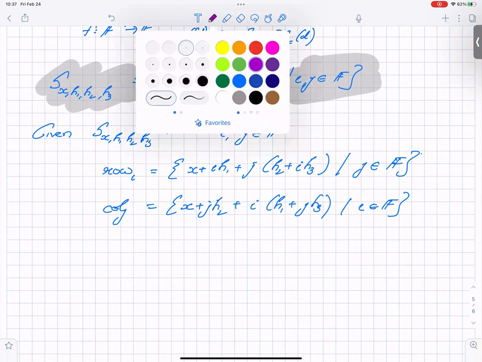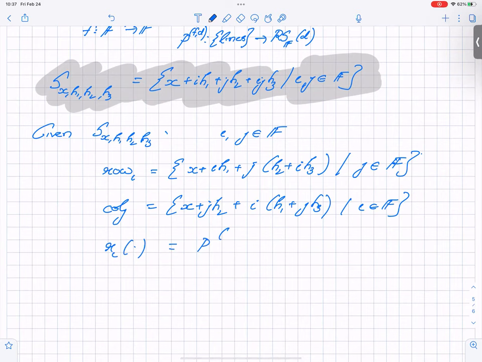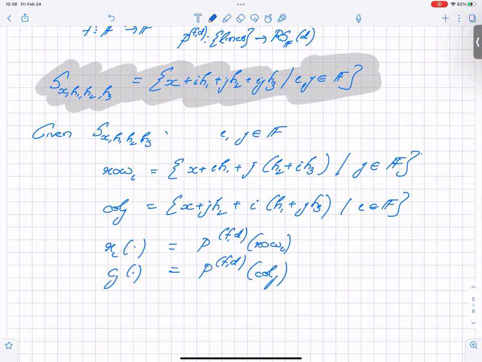I'm going to give Ri to be the polynomial which is P of Fd on row i, and Cj to be P of Fd on column j. That's the notation I'm going to give.